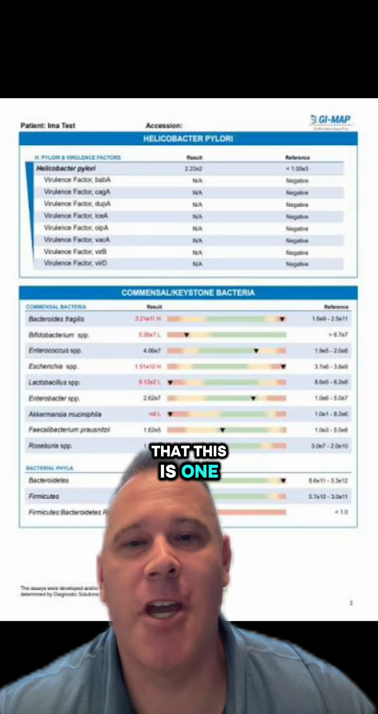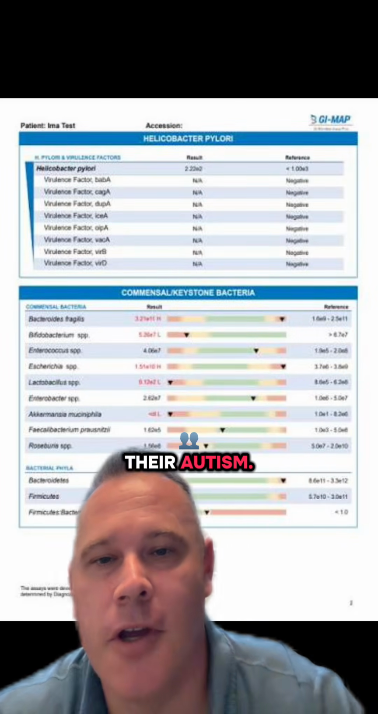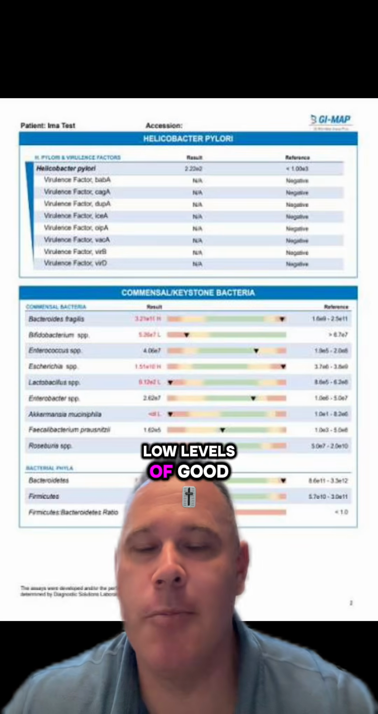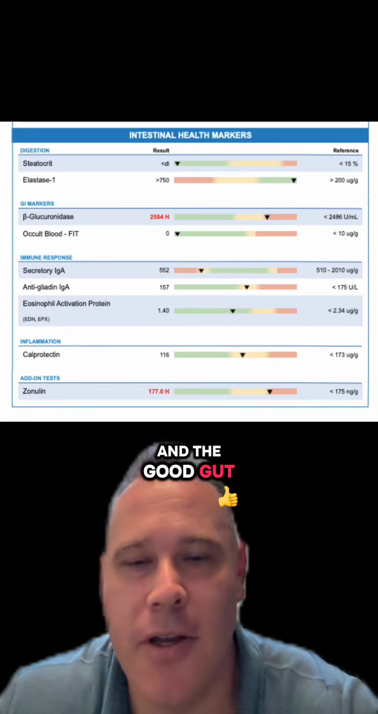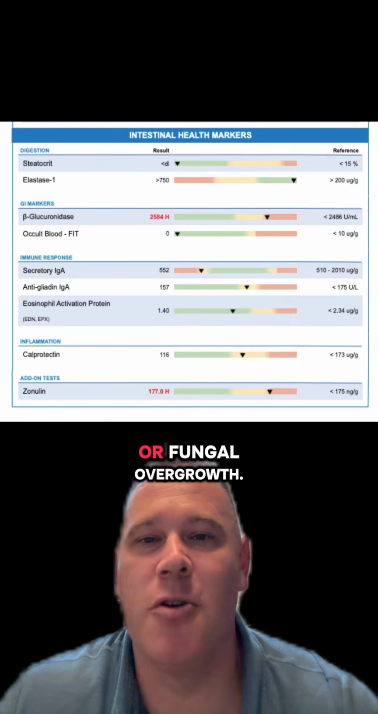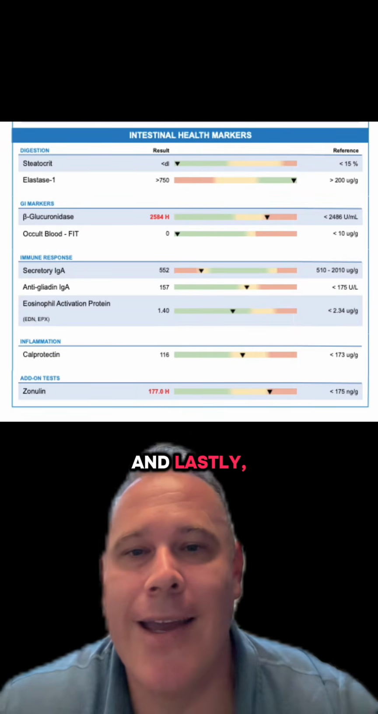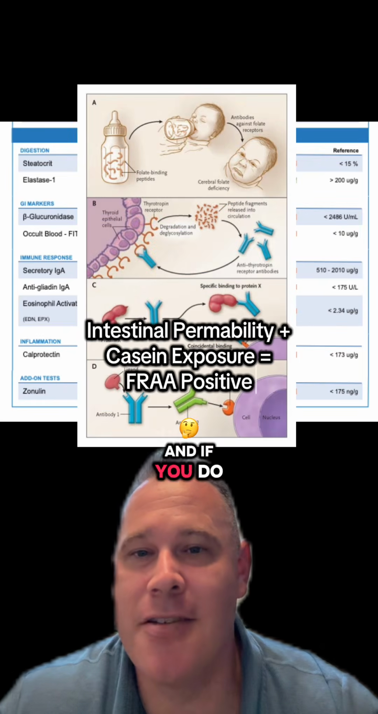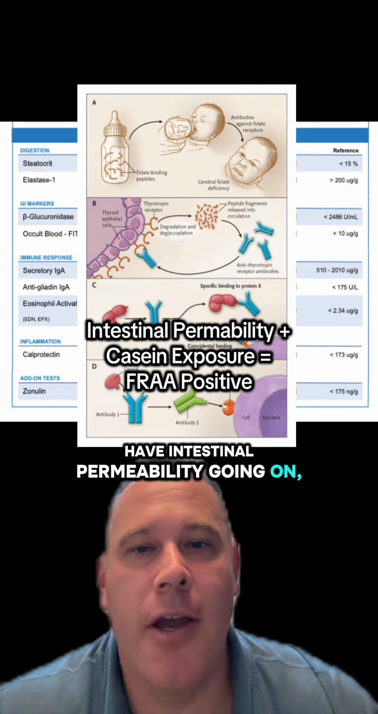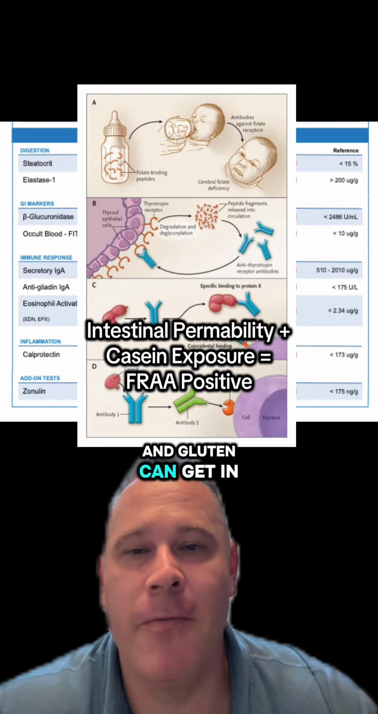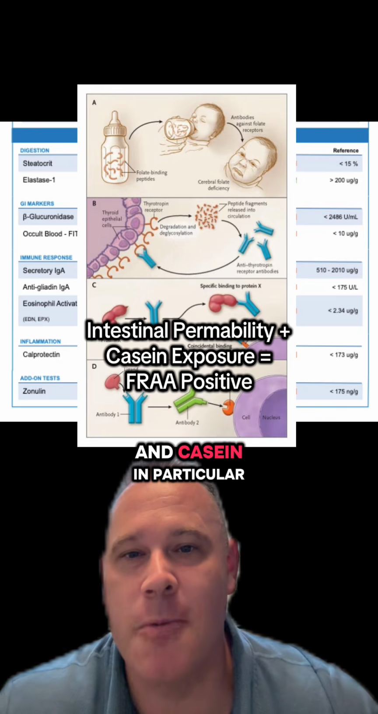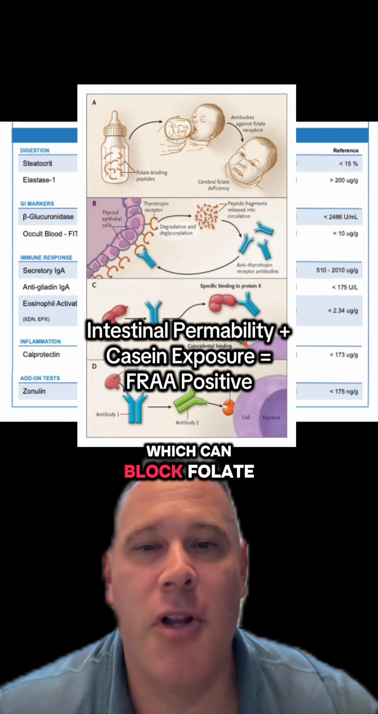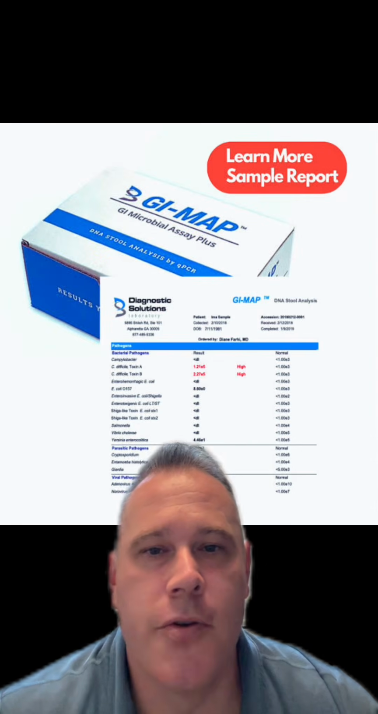This test can also show if they have low levels of good gut bacteria. And the good gut bacteria is needed to crowd out the bad bacteria or a fungal overgrowth. And lastly, this test can show if we have something called intestinal permeability going on. And if you do have intestinal permeability going on, harmful proteins like casein and gluten can get in the bloodstream. And casein in particular can have an influence on something called folate receptor autoantibodies, which can block folate from reaching their brain.